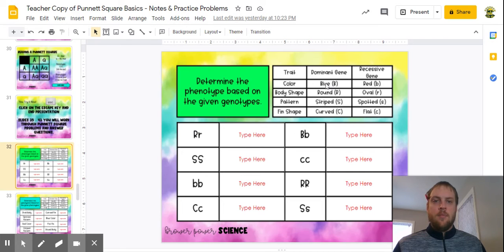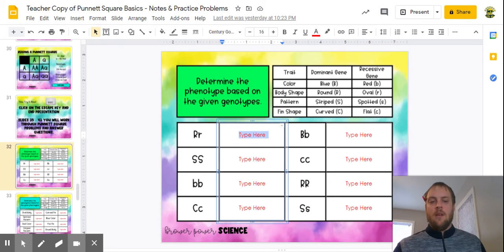So let's take a look at this table over here. R is representing body shape. So they either have a round body shape or an oval body shape. But because we have that capital R there, it's representing the dominant version of this trait, this dominant version of this gene. So we go back here, we see the dominant gene for body shape is represented by a capital R. So the phenotype that we would see here is just round. And if you want to specify round body shape, that's fine too, but I'll know what you're talking about.